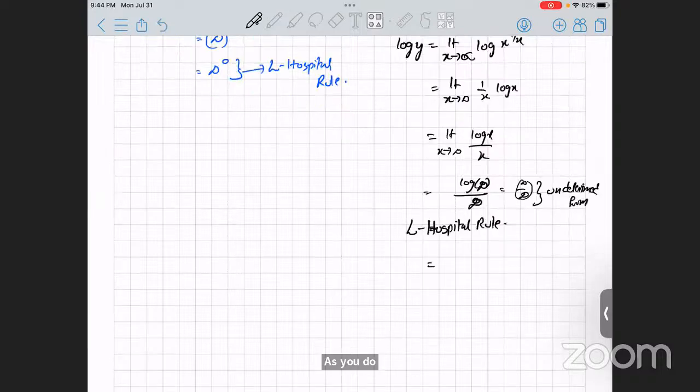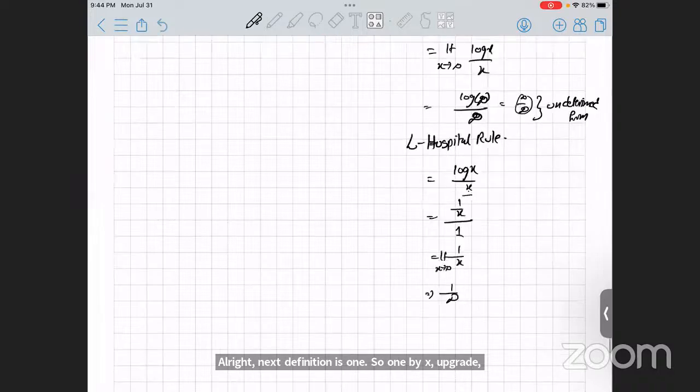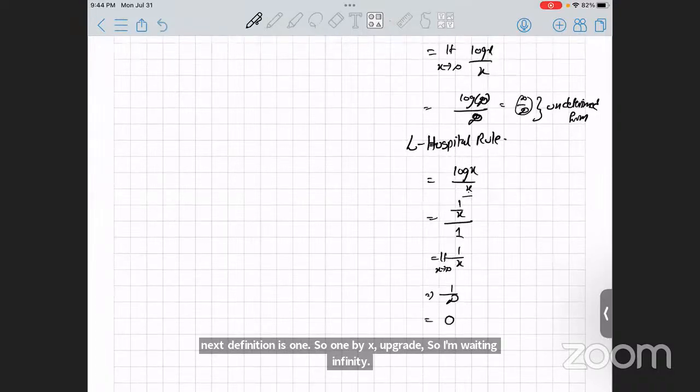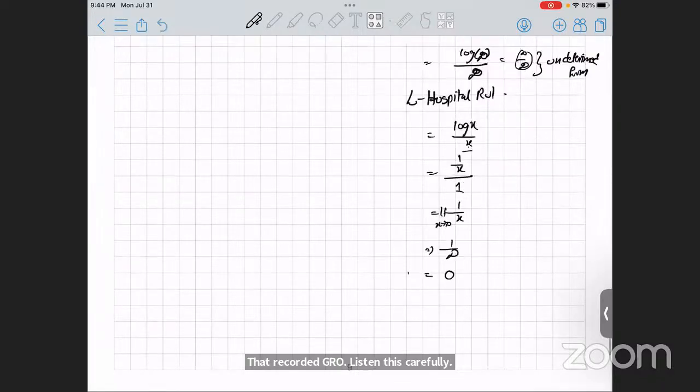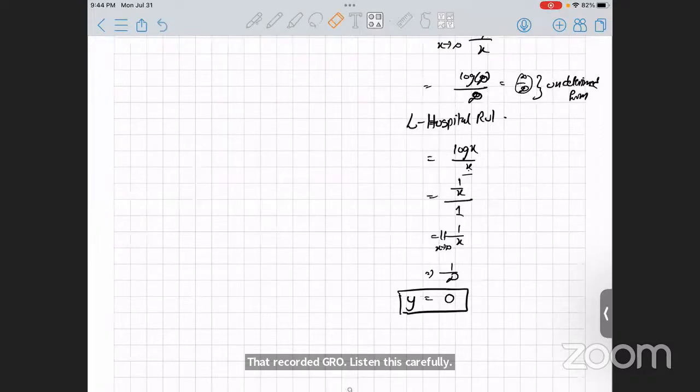That equals log x by x. Log x differentiation is 1 by x and x differentiation is 1. So 1 by x. Apply the limit x tends to infinity, so 1 by infinity equals 0. Listen carefully. Now log y equals 0, not y. Log y equals 0.